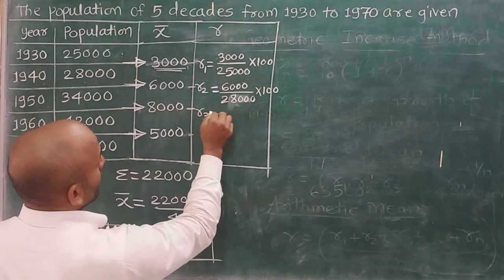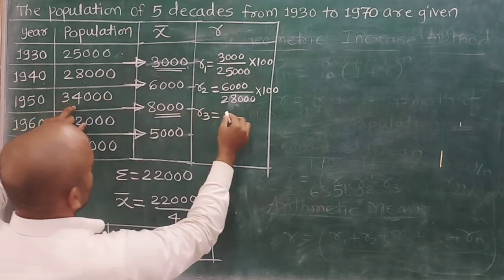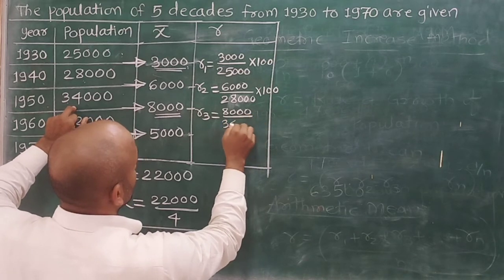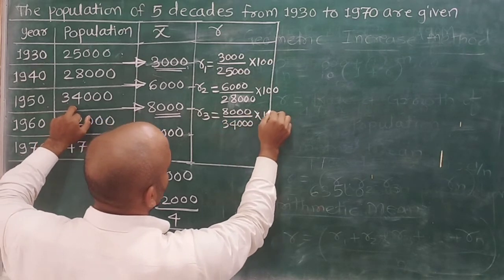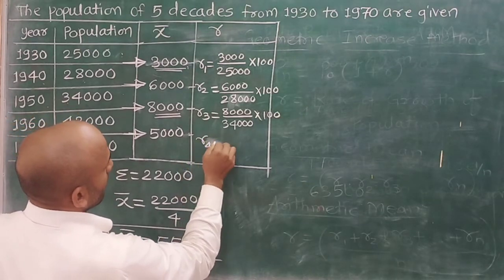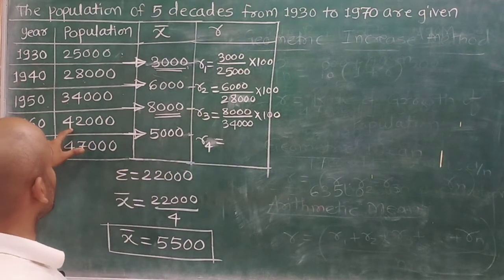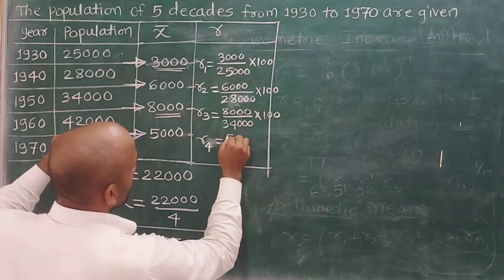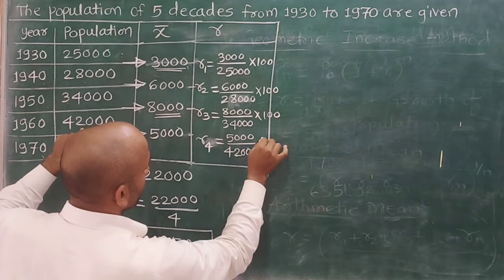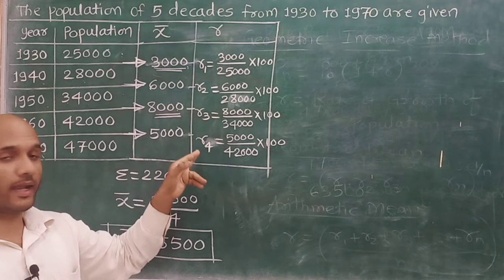Then find out R3. 8,000 increase in population over the population of 34,000. So 8,000 upon 34,000 into 100. And R4, 5,000 increase in population over the population of 42,000. So 5,000 upon 42,000 into 100. So these are the values of R1, R2, R3 and R4.